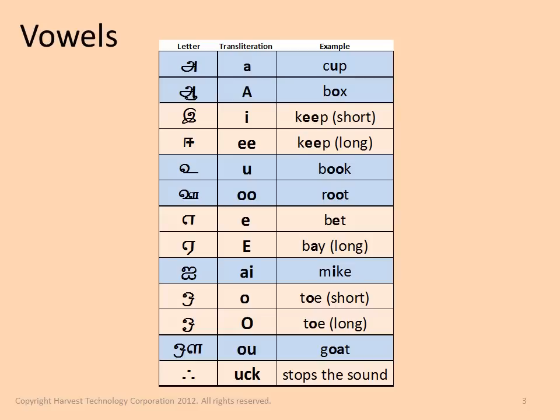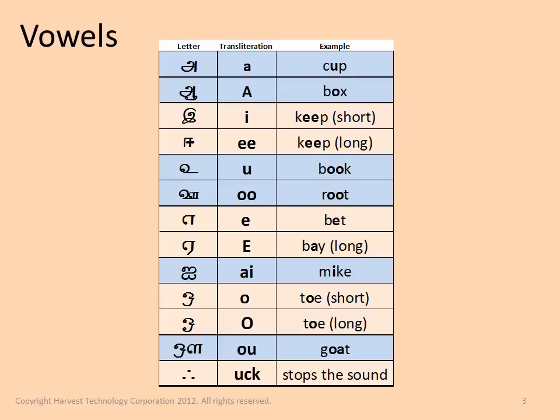And then the next one is "ai," like in the word mic. This vowel doesn't have a pair. The next vowel is "o," like a short pronunciation of the word toe. But also be sure not to add a W sound at the end.